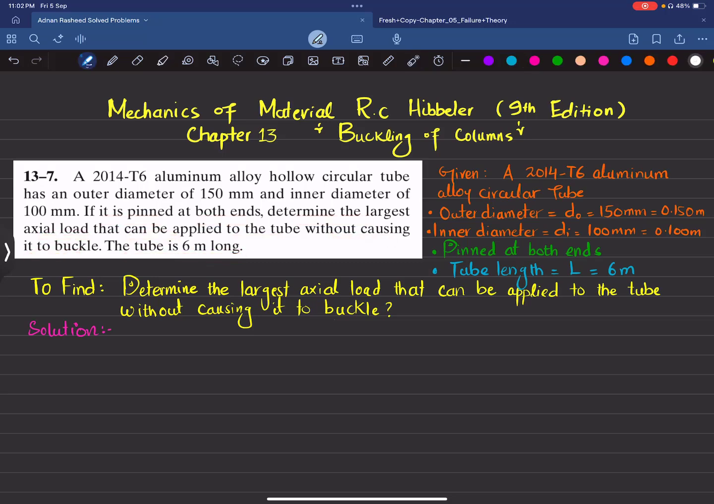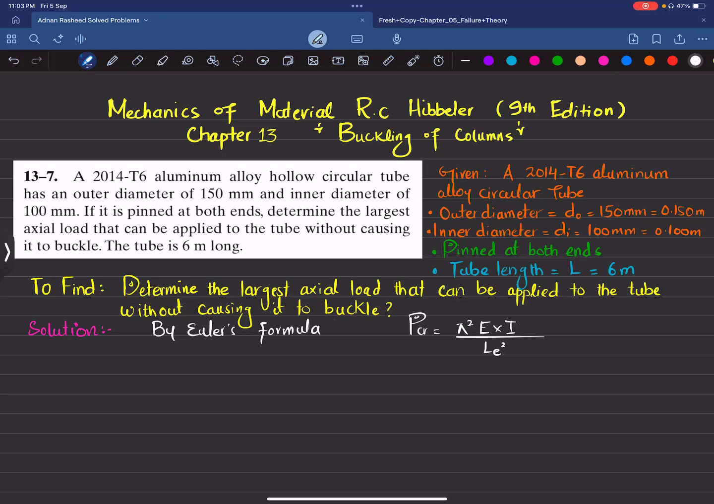As we know, the largest axial load by using Euler's formula is represented as P critical, and this P critical is equal to pi square E multiplied by I divided by LE square, where E is the modulus of elasticity, I is the second moment of inertia, and LE is the effective length.